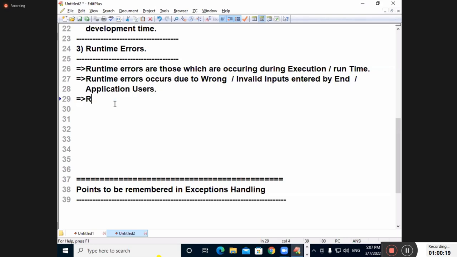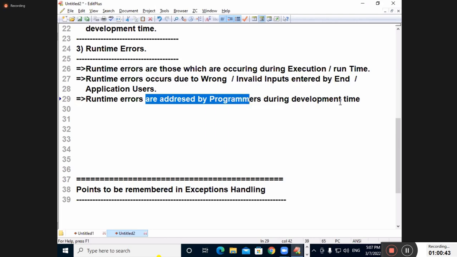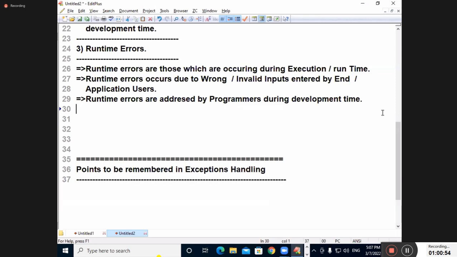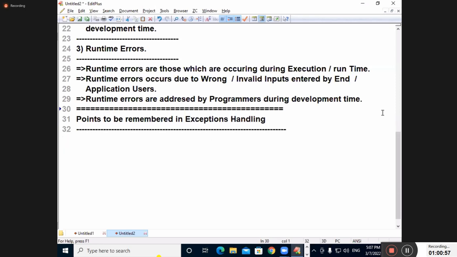So runtime errors are addressed by programmers. Addressed by whom? Programmers, during which level? Development time. Runtime errors are addressed by programmers during development time. That means the errors occurring at runtime are addressed at development time, which is nothing but converting their mistakes into which messages? User-friendly error messages.